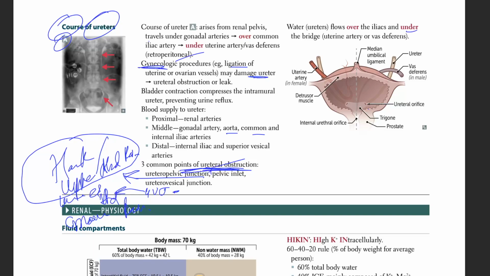And now the pelvic inlet is only left. So pelvic inlet is the intersection of ureter and iliac artery. What is the inlet? You have this intersection in which the ureter is coming in. There's intersection between them when the ureter and the iliac arteries are within the pelvis. Okay.